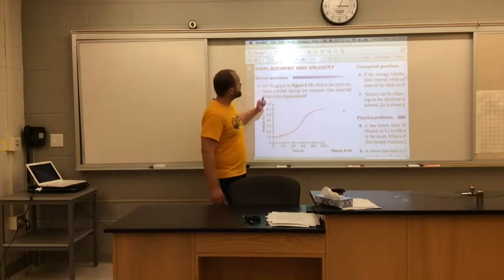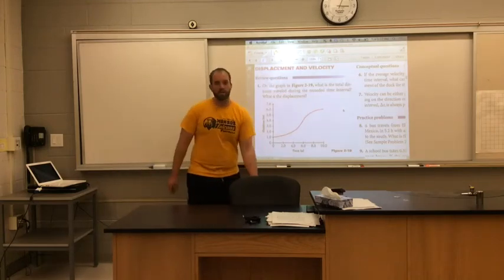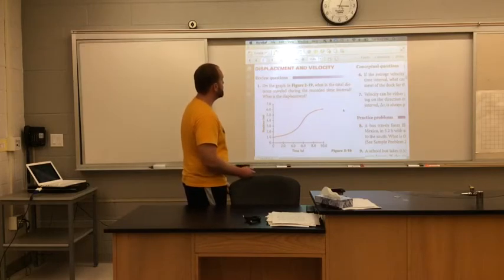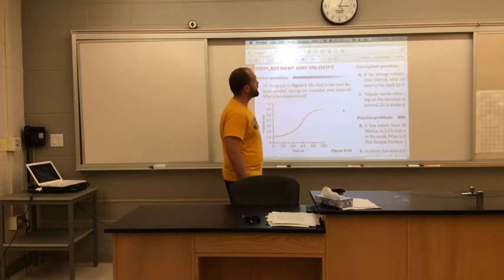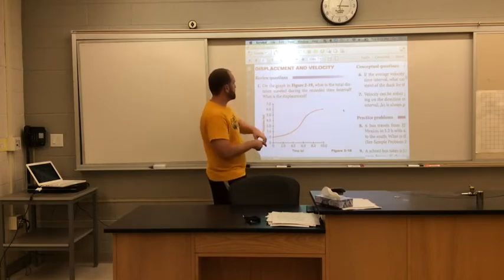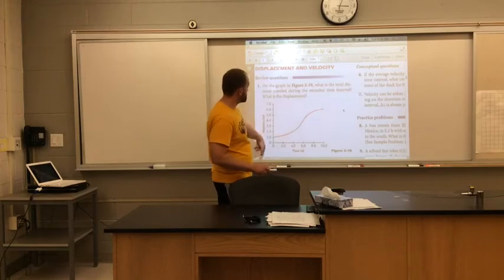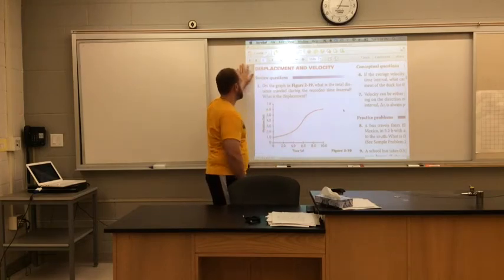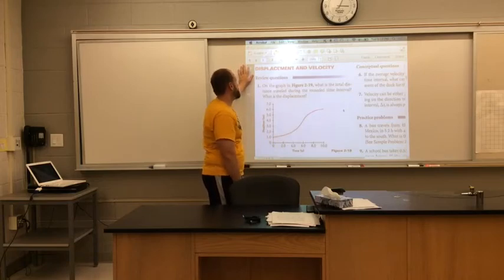All right, so this right here is the chapter 2 review problems that I set up for you. I'm going to do the displacement and velocity section with you. What we've got for this first one is a graph of position versus time. And it says on the graph in figure 2-19, what's the total distance traveled during the recorded time interval?